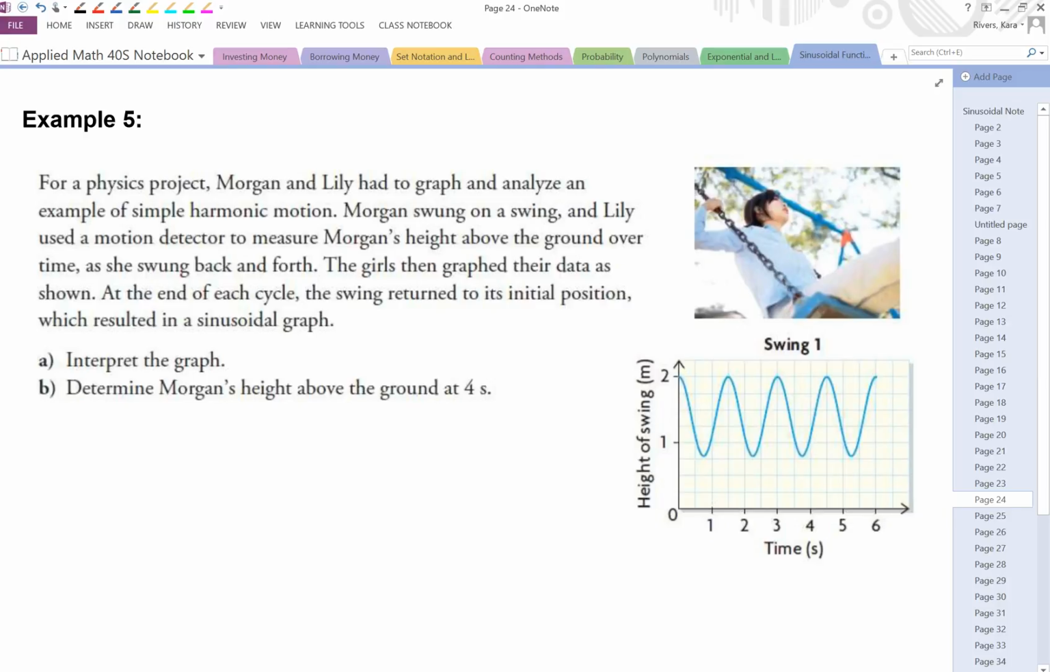Interpret the graph. Now it's pretty vague when they say interpret the graph, but what they want you to do is find the range, the midline, the amplitude, the period, and then apply those values once you figure them out to the situation.